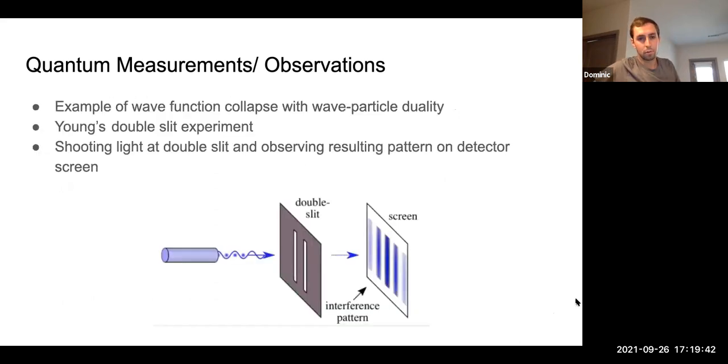And so an example of this that I want to go through conceptually is wave particle duality, specifically with Young's double slit experiment. So some of you may have seen this before. Basically what you do is you take a light source and shoot it at some wall or paper or something with a couple of slits in it. Then you'll look at the resulting pattern.